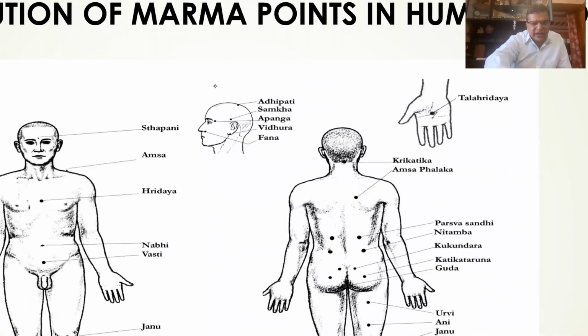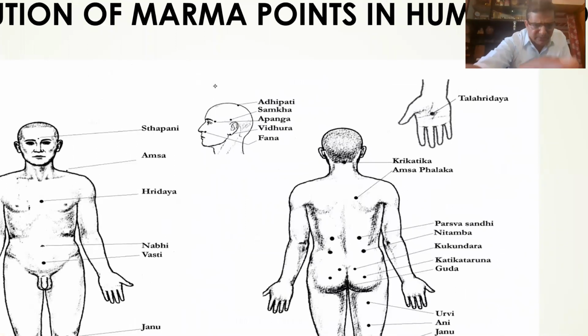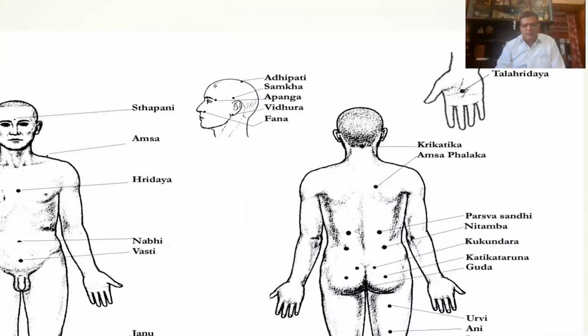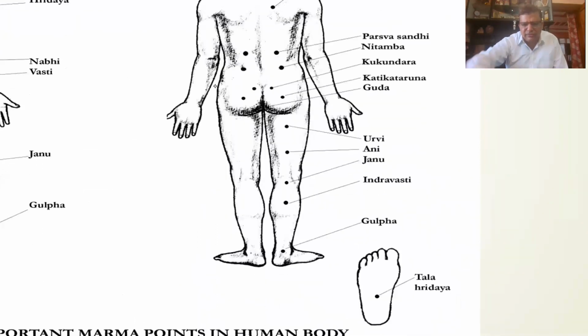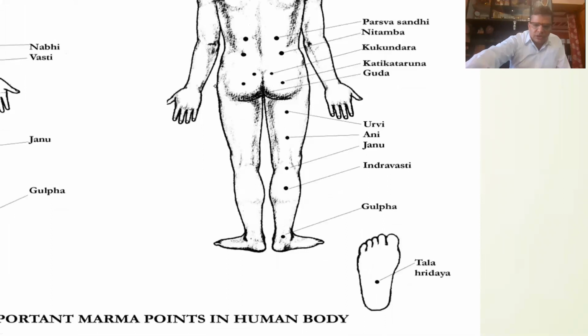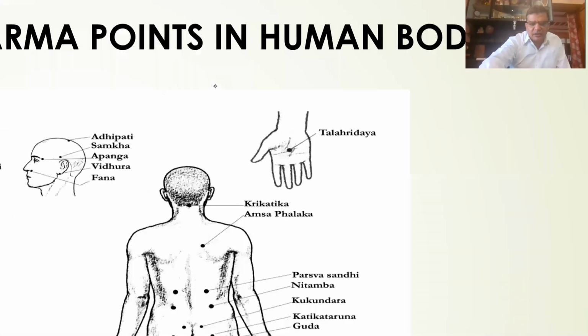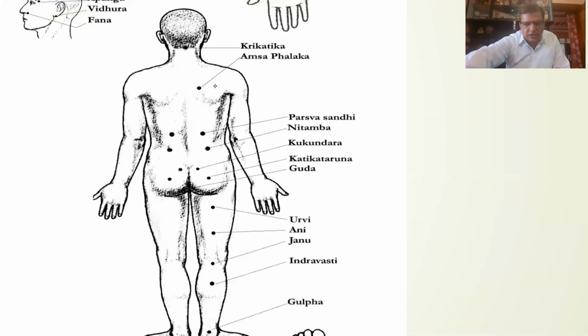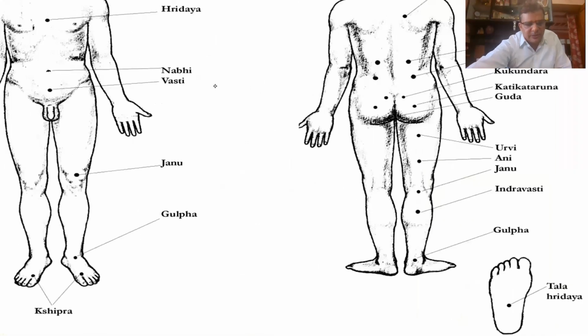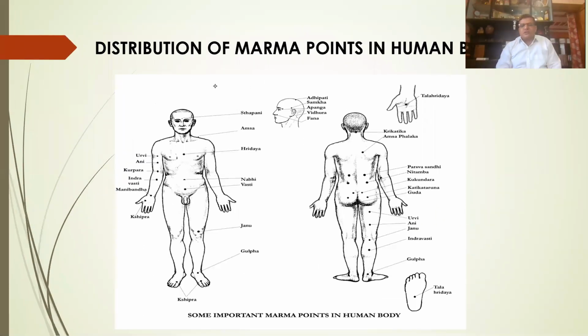Next, in the head region, you can see there is Adhipati Marma, Sankh Marma, Apang Marma, Vidhur Marma, and Fana Marma. Now let us come to the Marma points of the back side: Trikatika, Ansafalak, Parshasandhi, Nitamb, Kukundar, Katik Tarun, Guda, Urvi, Ani, Janu, Indravasti, Gulf, and also the Talhridaya in the lower part. This is the Talhridaya of the palm, and this is the Talhridaya of the sole. These are the important Marma points of the human body.